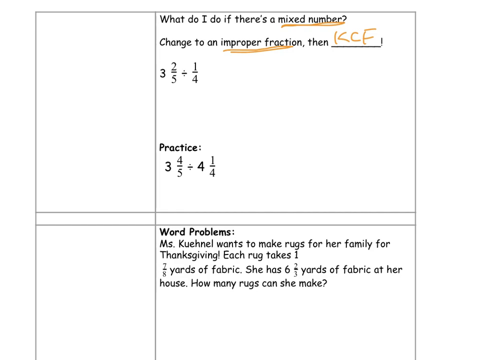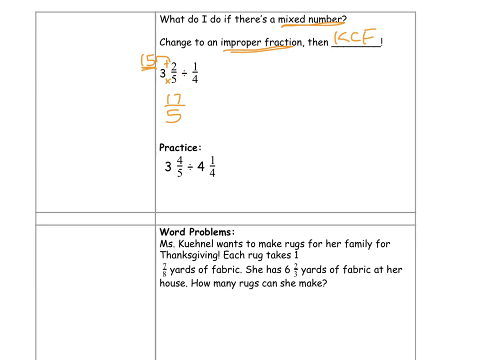To change it to an improper fraction, first we take the denominator times our whole number. So we're going to do 3 times 5. And then we're going to add the product that we get to 2. So 3 times 5 is 15. And 15 plus 2 is 17. So we have 17 fifths because we're still keeping this denominator.